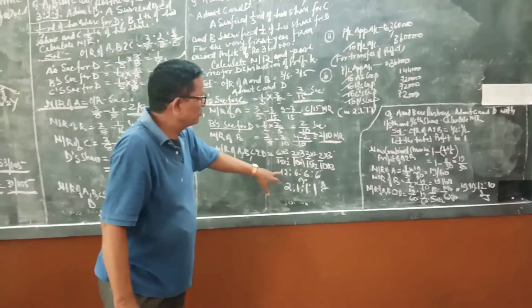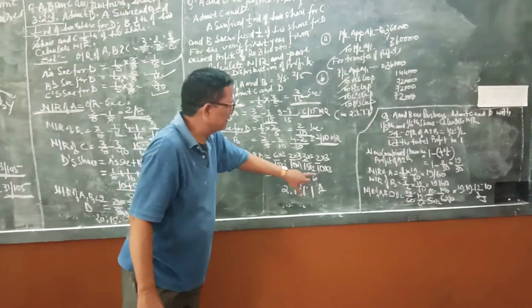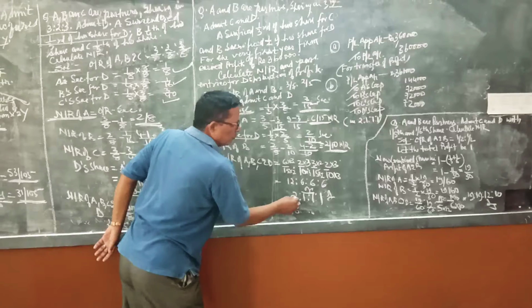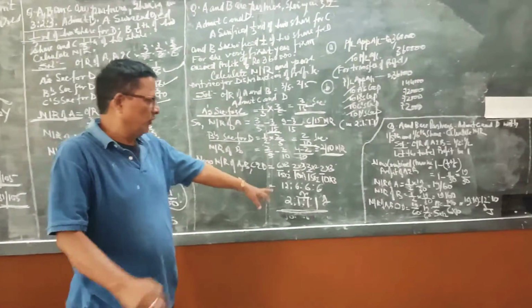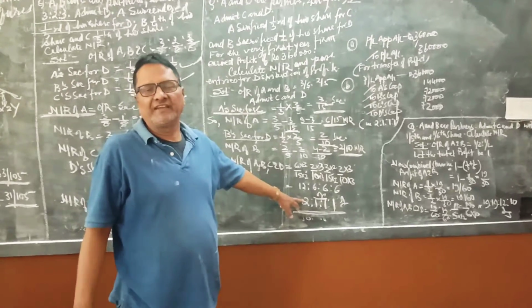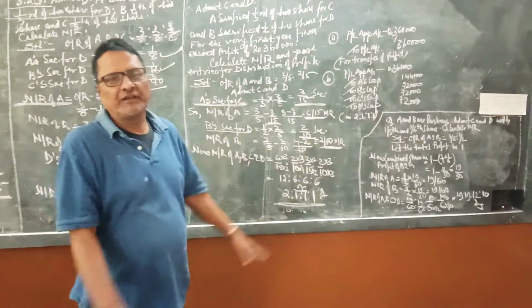And the ratio will come 12 is to 6 is to 6 is to 6, or we can say 2 is to 1 is to 1 is to 1. So this is the ratio of A, B, C and D to be entertained by the firm.